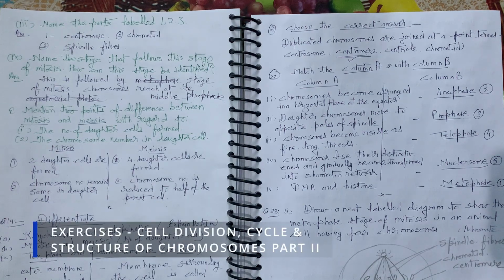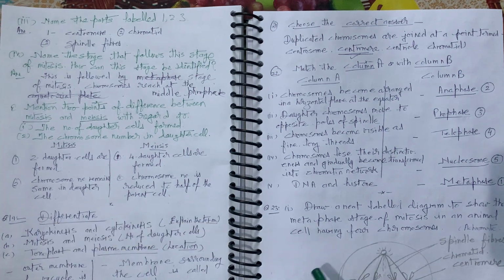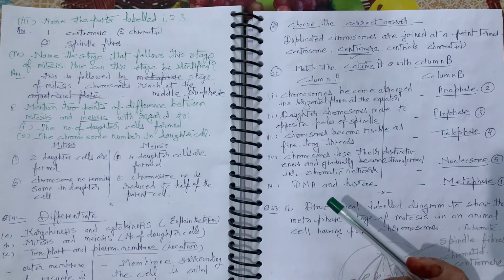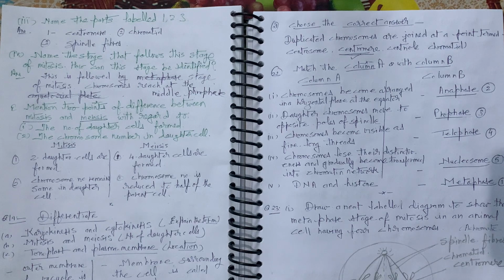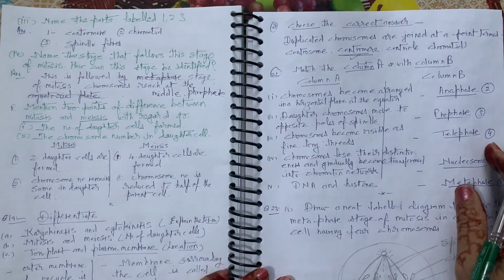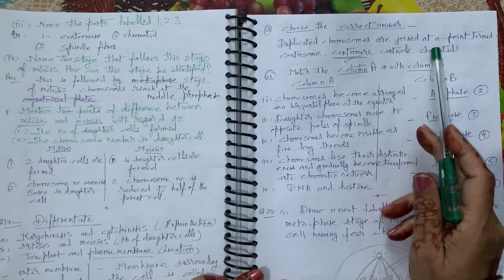Today I am going to continue with the exercises of cell division, cell cycle and the structure of chromosome. In the last video I discussed the exercise where I differentiated karyokinesis and cytokinesis, mitosis and meiosis, right? Now, continuing with that, the next one, choose the correct answer.